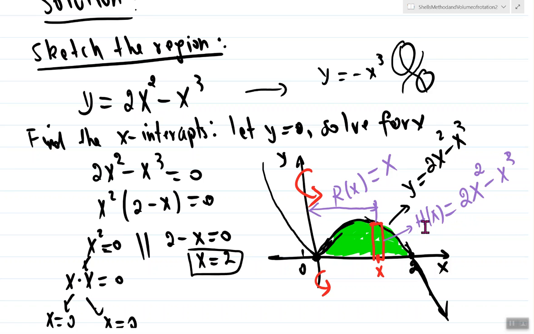So therefore we're going to call the height h of x, which is the function itself, 2x squared minus x to the third. Now we need to find the radius. The radius of the shell is the distance from x to the line of rotation. The distance of x to the line of rotation is just x minus 0, which is x. So we pretty much got everything, except that because of this x, everything must be expressed in terms of x. So we're pretty good with the function.